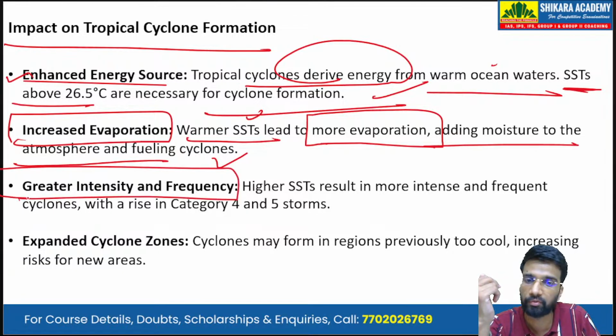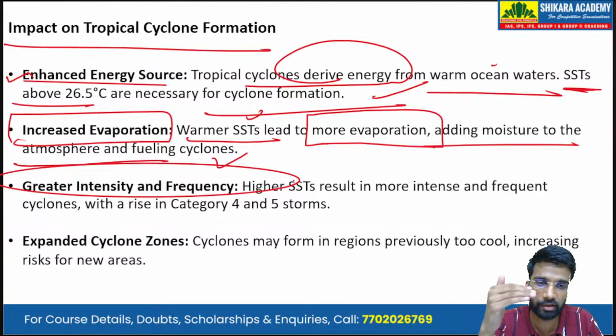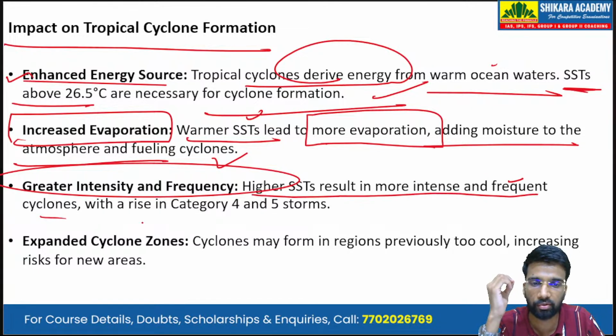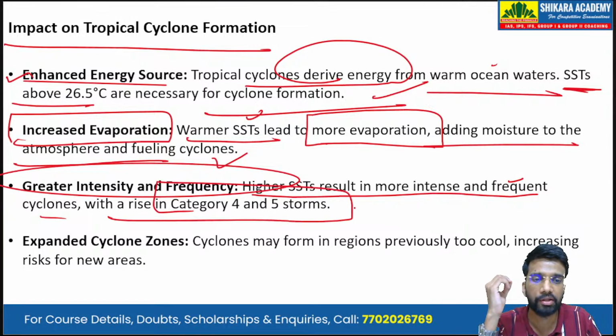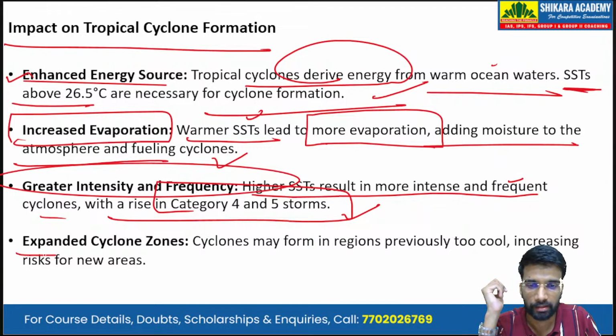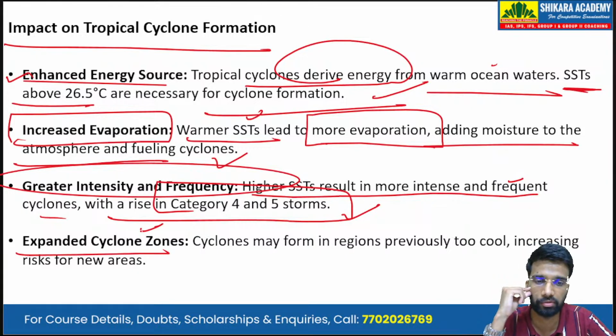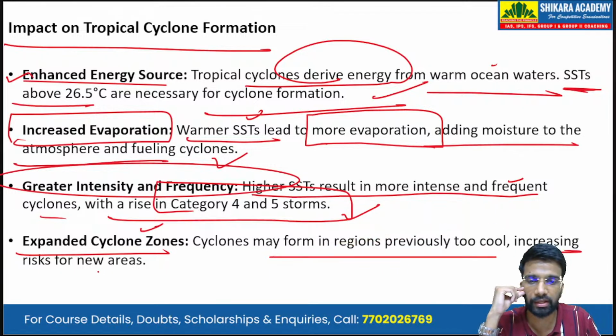Then, greater intensity and frequency. The higher SSTs result in more intense and frequent tropical cyclones, which rise in the category of severe, category 4 and category 5 storms. Then there are expanded cyclone zones. Cyclones may form in regions previously too cool, increasing risks for new areas.